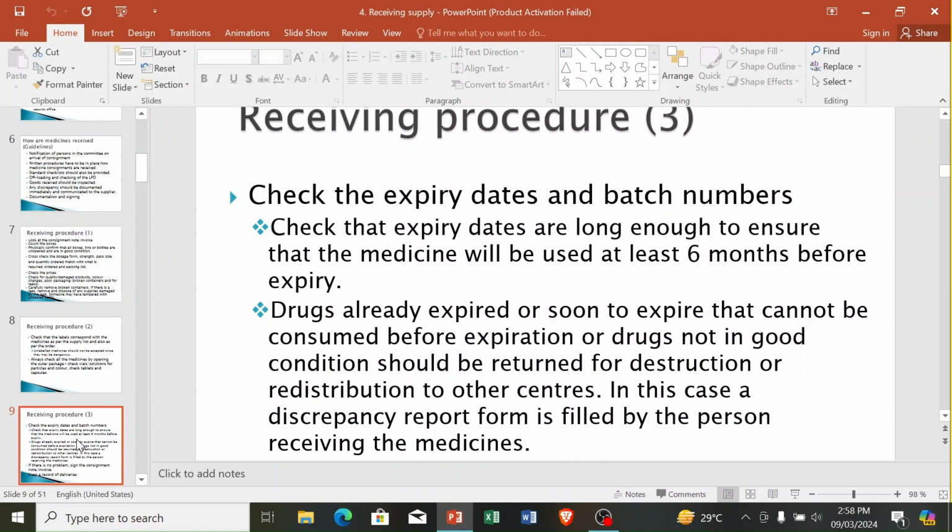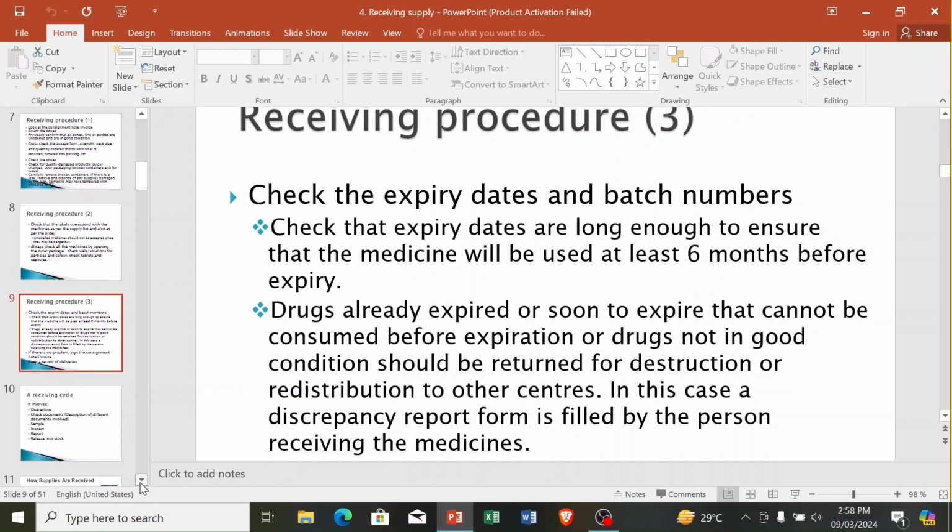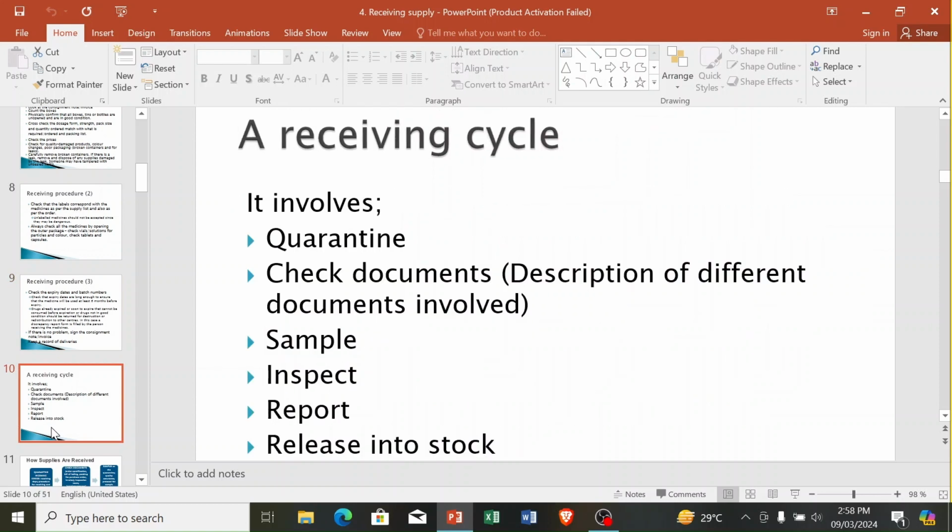Drugs not in good condition should be returned for destruction or redistribution to other centers. In this case, a discrepancy report form is filled by the person or persons receiving medicines. Okay, so in case you find any defects, any defaults, you return it back.